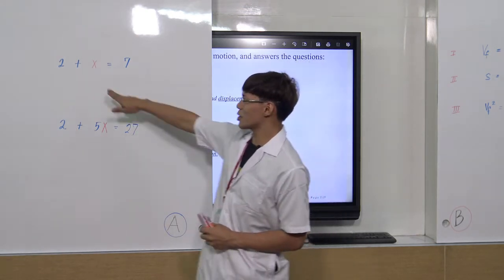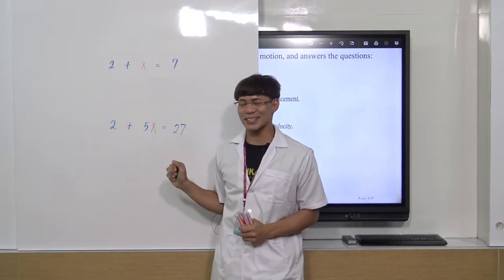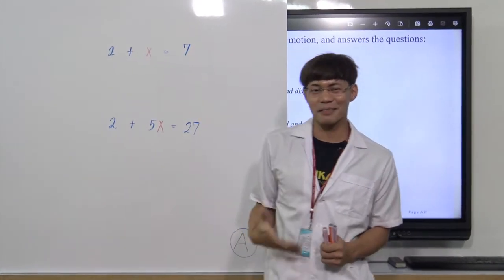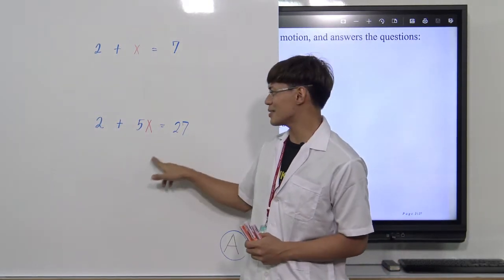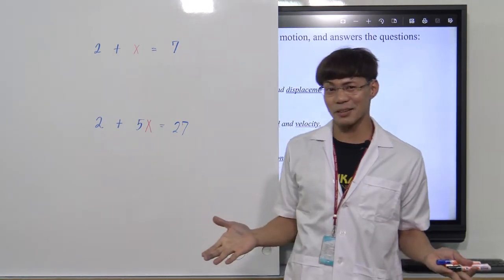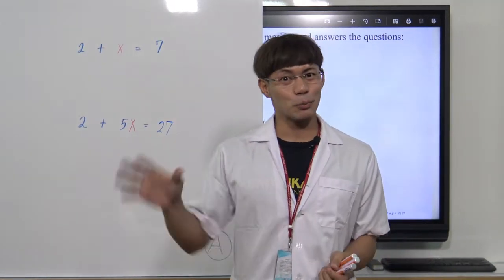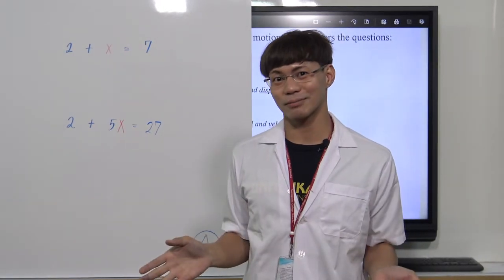Example, in this equation we have 2 plus x equals 7. What is x? How do we find the value of x? What about 2 plus 5x equals 27? What is x? How do we find the value of x? Simple. We rearrange the equation. How do we do that?